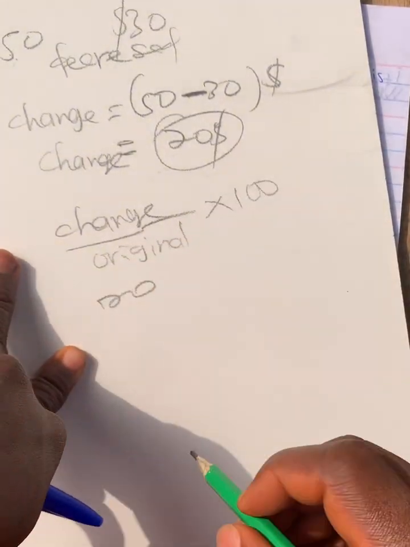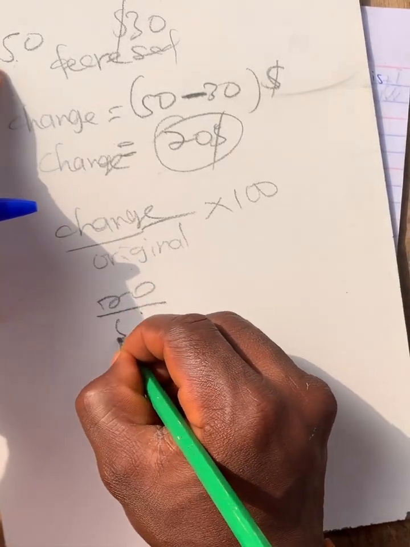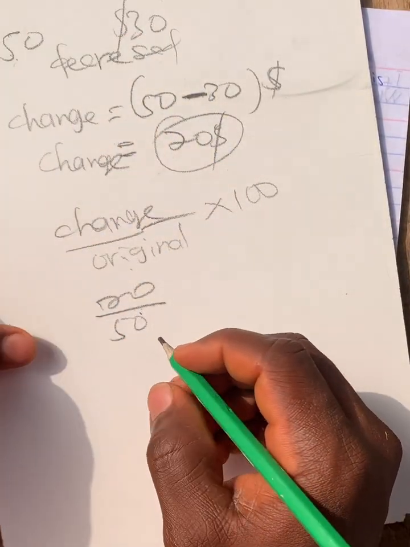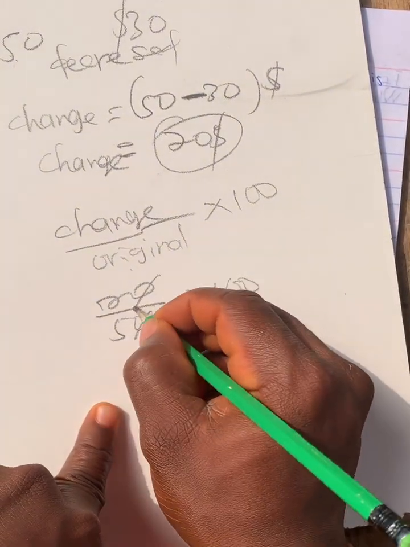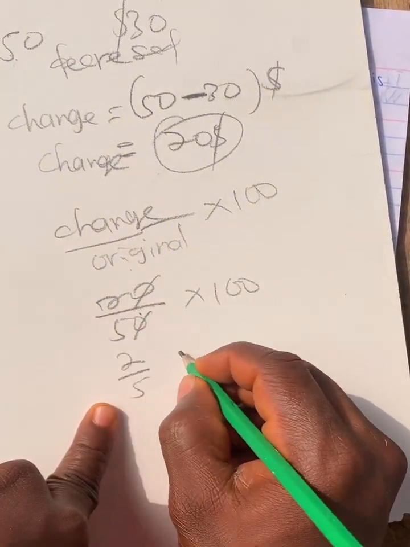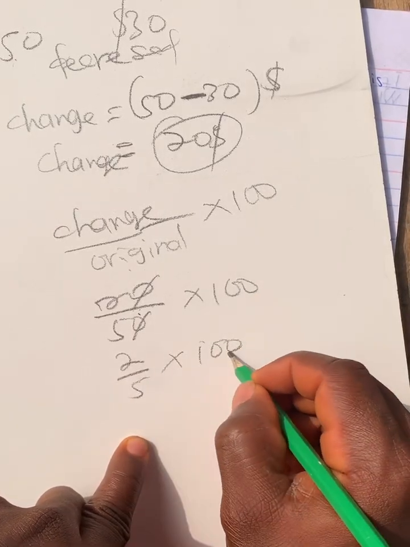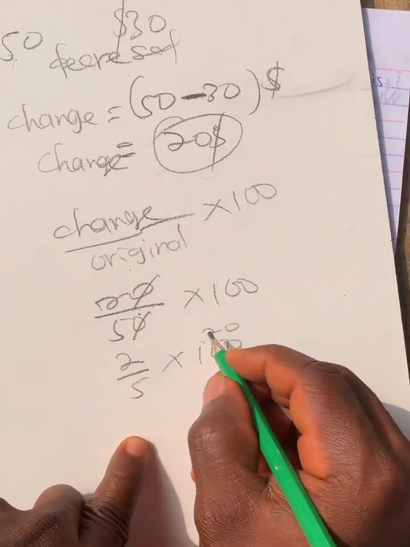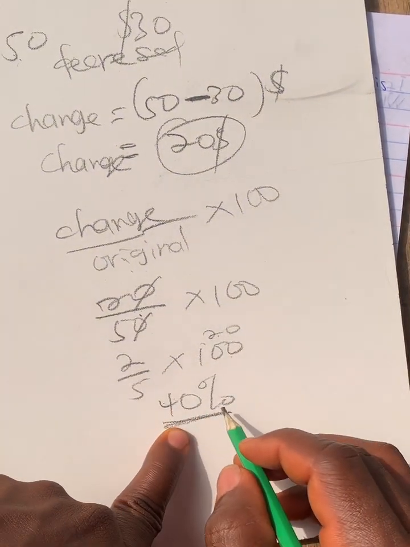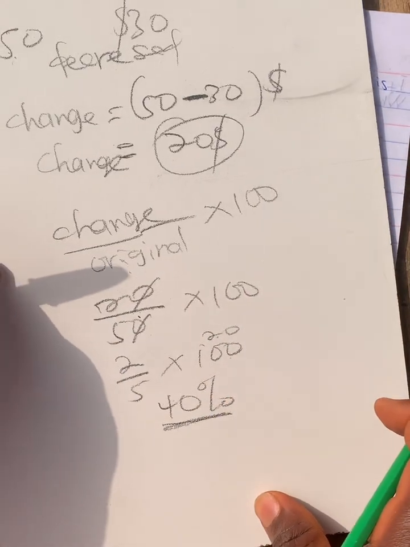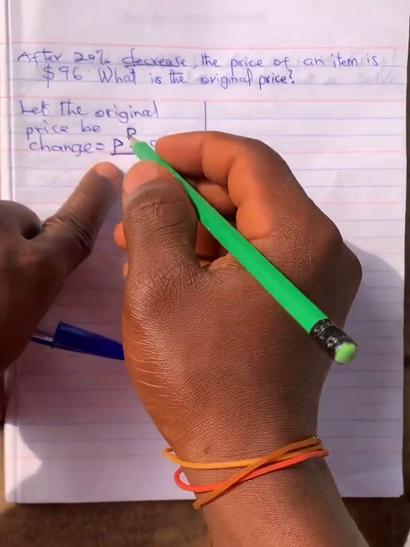So the change here is what? 20 out of the original. The original one is what? 50, before it decreased, multiplying 100. So you can divide 20 out of 50 multiplying 100. 5 into 100, 20. 2 times 20 is 40. So there is a 40% decrease in that money. But in this one, we don't have the value, the P.